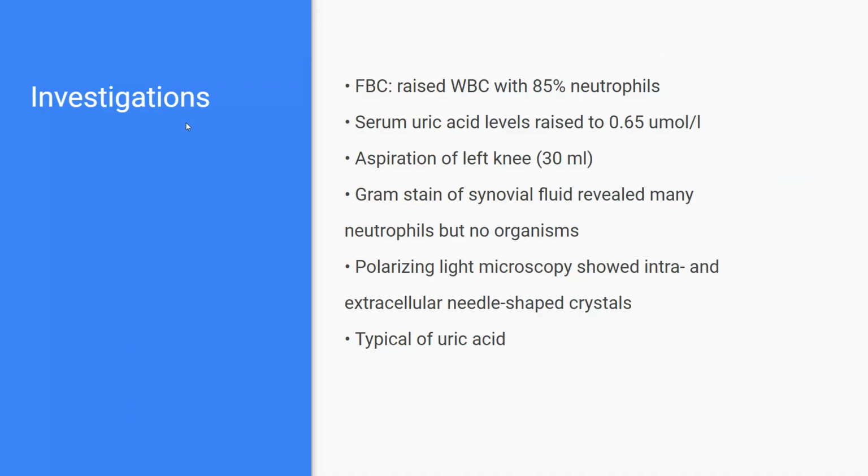Amazing. So you do a couple of investigations to help you distinguish between gout and pseudo-gout. You find that they have raised white blood cells, and their serum uric acid levels are quite high. You aspirate their left knee. The gram staining shows there are no organisms, so you rule out septic arthritis, which is something a lot of OSCE examiners will expect you to rule out and have on your list of differentials for anyone with a red, swollen, painful joint.